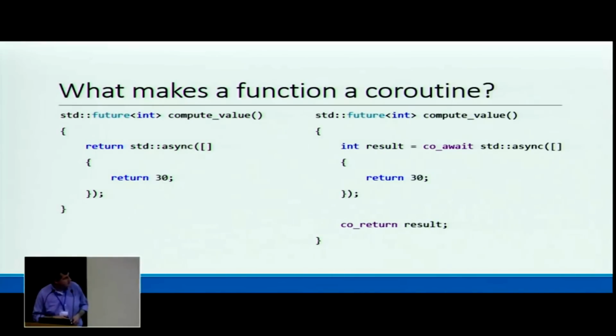In this right-hand version, we call std async, and we await for the result. So we'll suspend execution, and we'll attach a continuation. And then when we have the result, we will store it in that future to make it available to the caller. And we'll look at this in more detail in a bit.